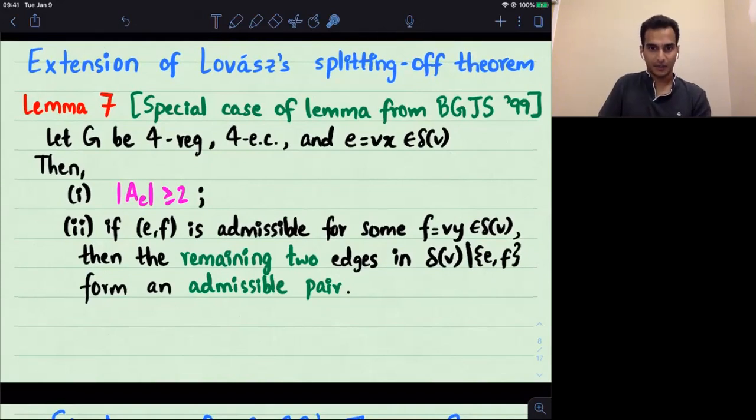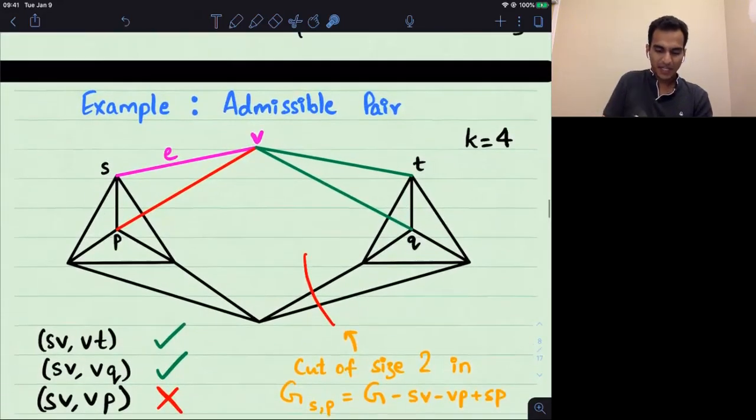Here's our technical lemma. This can be seen as a special case of the lemma from Bang-Jensen et al. Given a regular 4-edge connected graph and an arbitrary edge that is incident to V, this particular edge has at least 2 admissible partners. Basically, what this means is that this edge E having two admissible partners was not just a coincidence. This is always true.